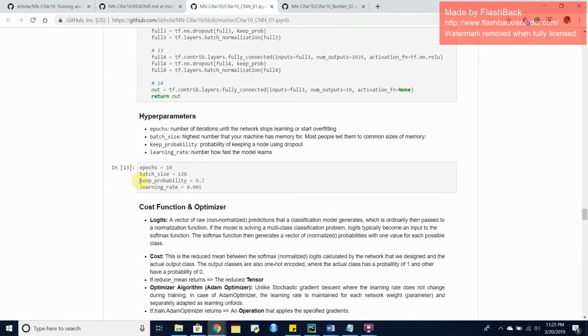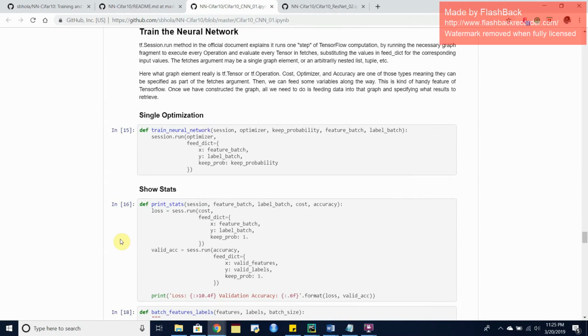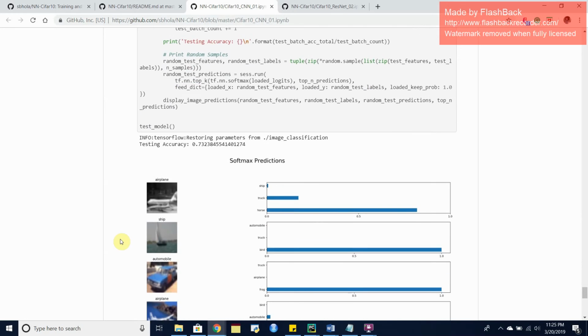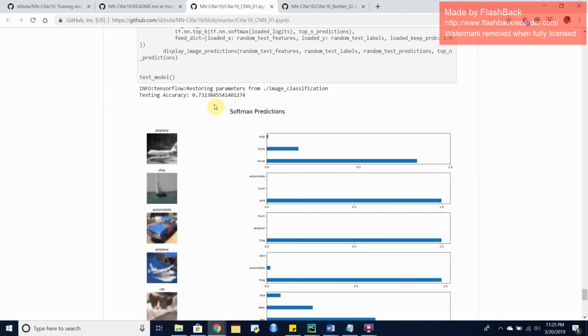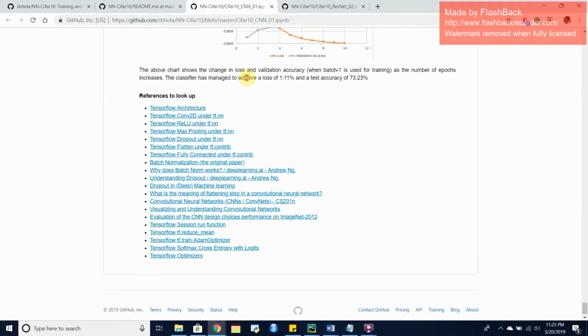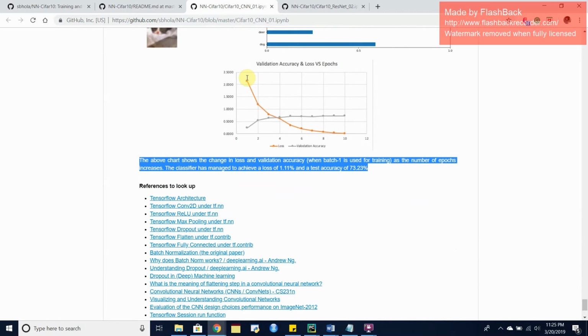When we ran the above architecture for 10 epochs, we achieved 73.3% test accuracy. And when we ran it for 50 epochs on AWS, we achieved 78.01% test accuracy. Looking at this graph, you can see that validation accuracy increases and loss decreases as the number of epochs increases.